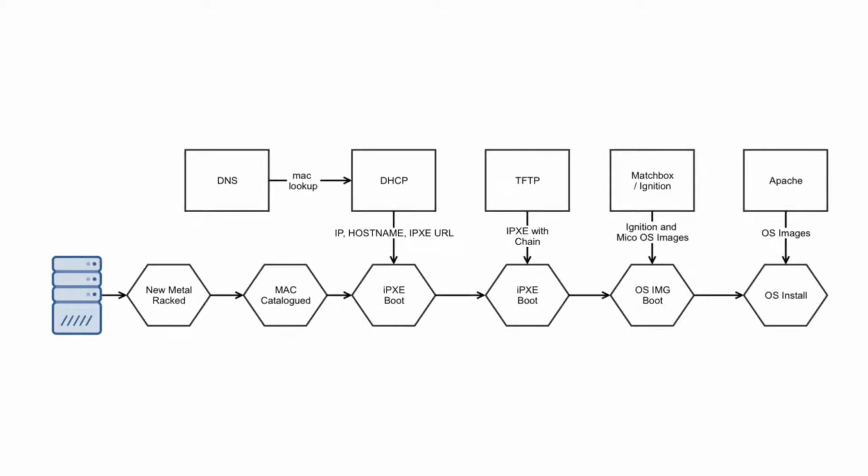So the user story here is that new metal is racked and the MAC address recorded, and that MAC address makes its way into the DHCPD configuration and the Matchbox configuration. When that machine is booted up, it gets its iPXE script as a pointer in the DHCPD response, and it downloads that script from TFTPD. Then TFTPD will chain load another iPXE script from Matchbox, which will ship with an ignition configuration, and then start downloading OS images and booting the machine into the installer stage.